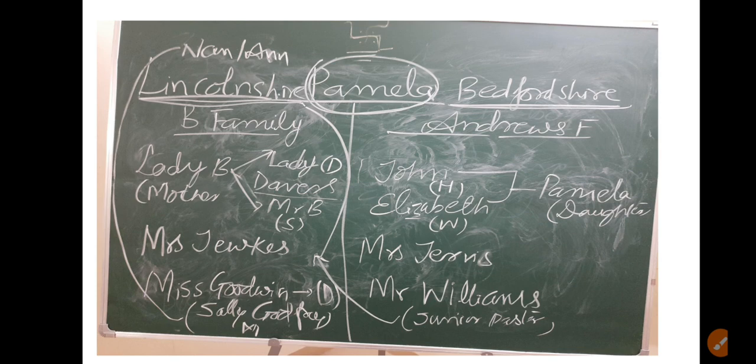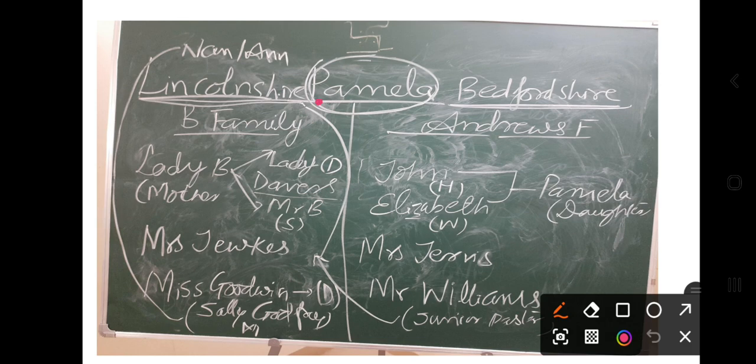Here, first of all, we'll see the two things we are going to focus on. First is the setting, and the second thing is the characters, major characters, right? So this is the novel Pamela by Samuel Richardson, and there are two places, Lincolnshire and Bedfordshire. These are the two places depicted in the novel Pamela, and both places are situated in London, right?